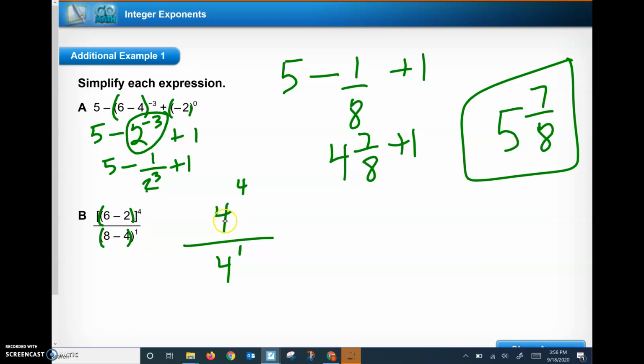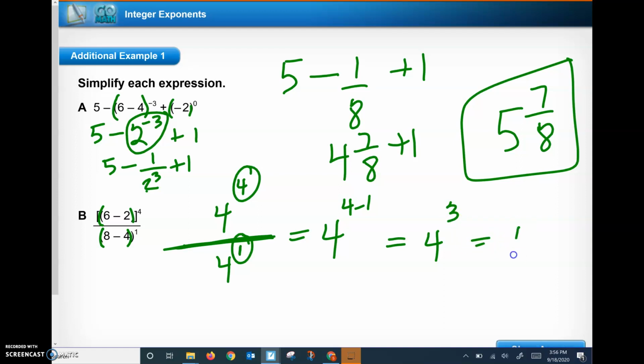But look at that. The bases are the same. It's a 4 and a 4. So remember, if it's division, we take that base of 4 and we take the exponents and subtract them. 4 minus 1. So 4 minus 1 is 3. And now that's just a calculator problem. 4 caret 3. And what do we get for an answer? 4 caret 3, or 4 to the 3rd power, is 64.